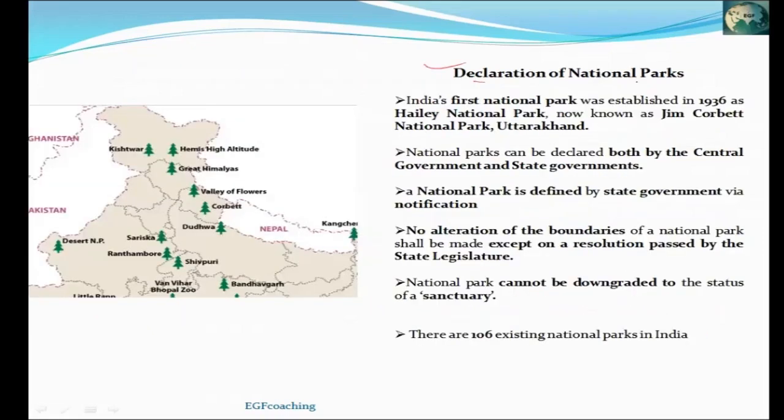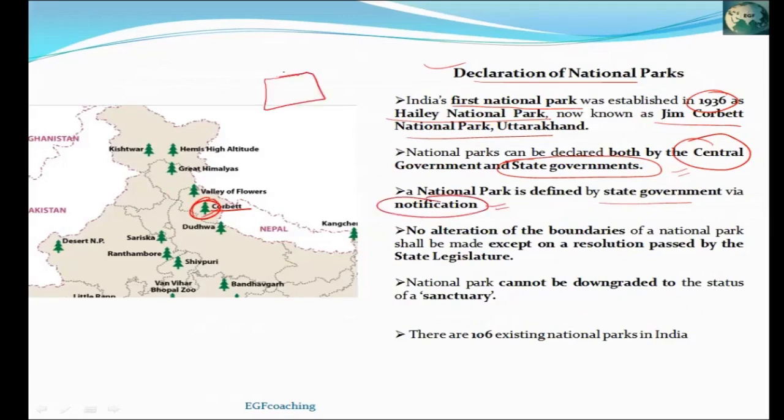Now, declaration of national park. How are national parks declared? Our first national park was declared in 1936 by the name of Hailey National Park. Now it is called Jim Corbett National Park, located in Uttarakhand. This is the location of this national park. A national park can be declared by both the central government as well as the state government. If central government wants to declare any area as a national park, then it can do it through a notification.